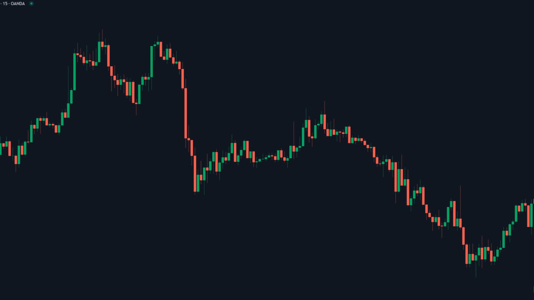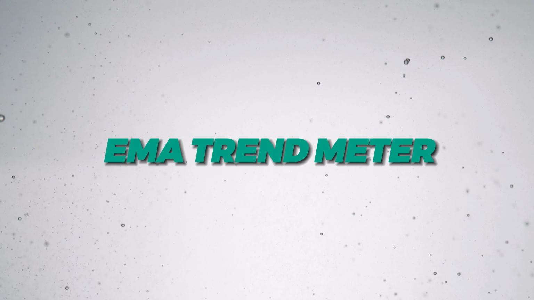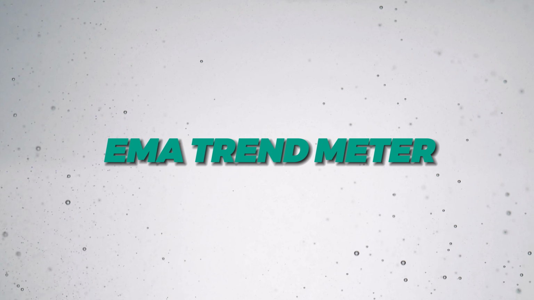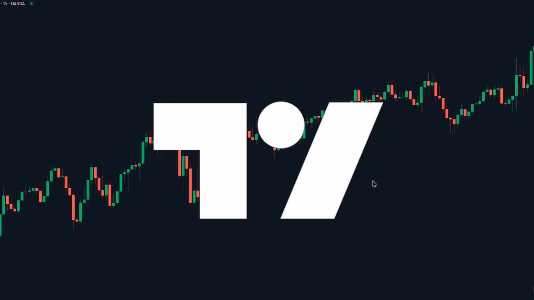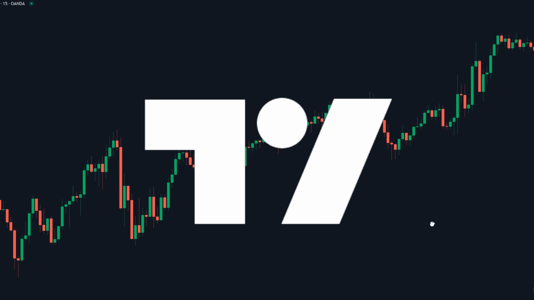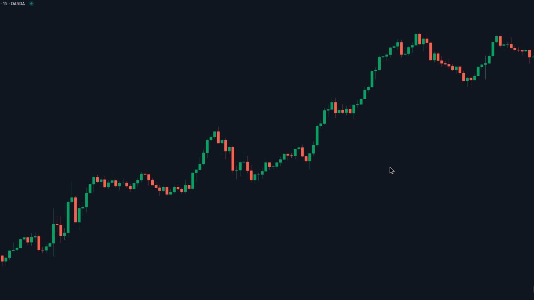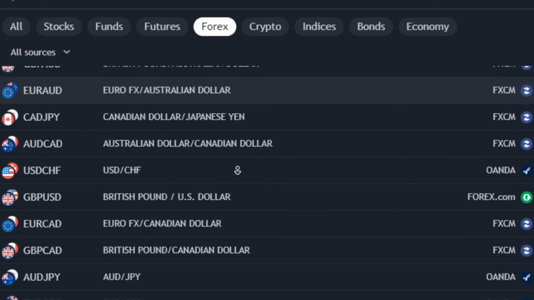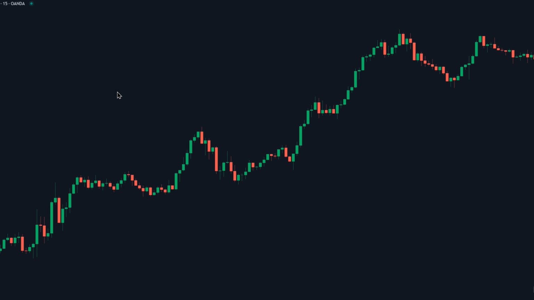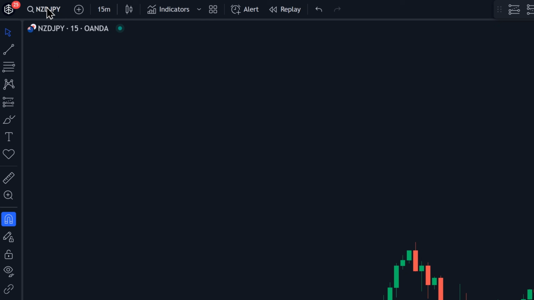Let's get into it. Now, this indicator is called EMA Trend Meter. To add it to your chart, you first of all want to go to TradingView, which is the trading platform that I'm going to be using. If you need to sign up, the link for that will be in the video description. Next, you want to load any trading security that you like in any time frame. For me, I'm going to be using the 15-minute time frame of NZD-JPY.